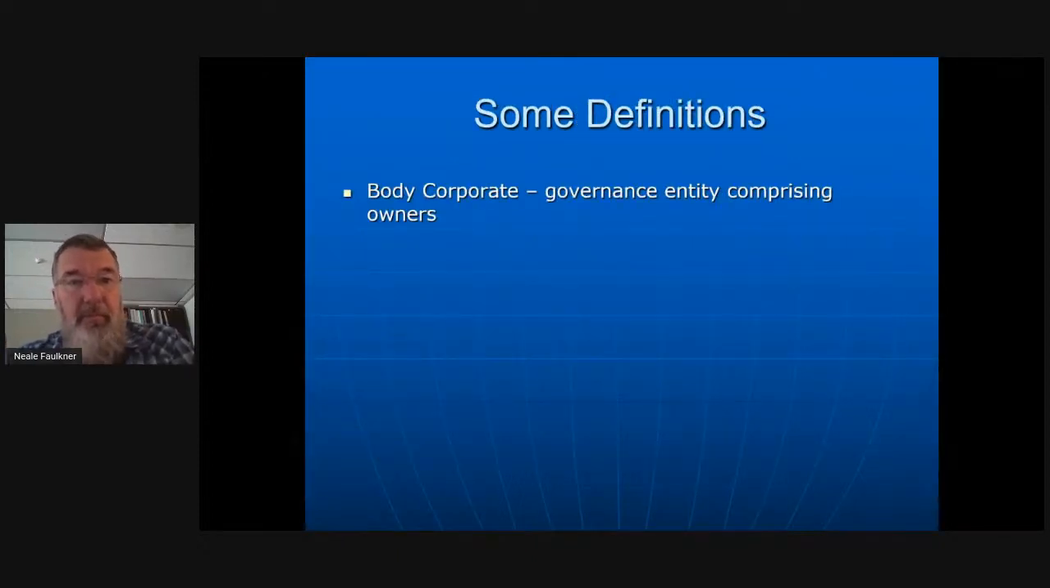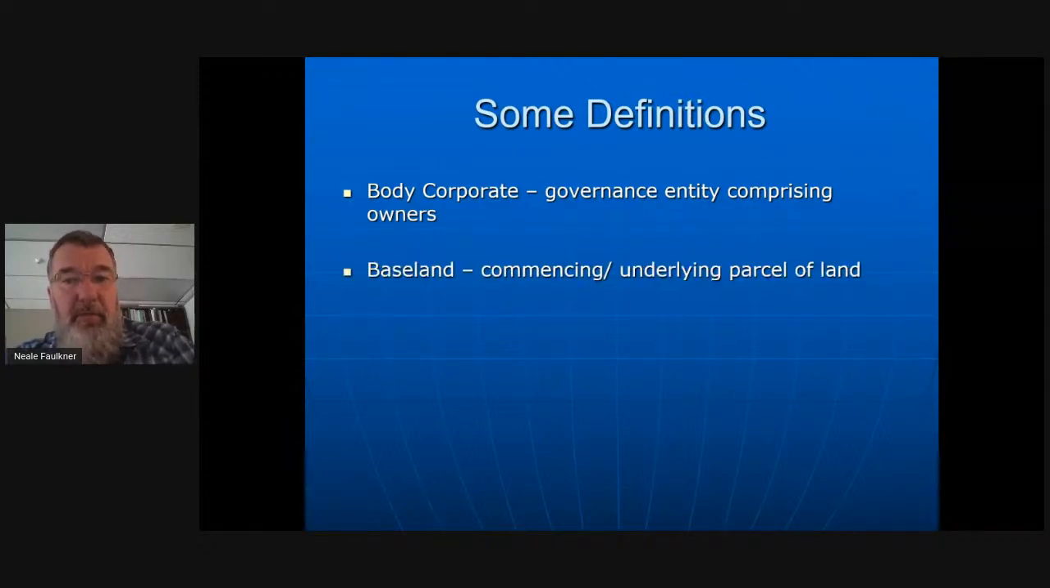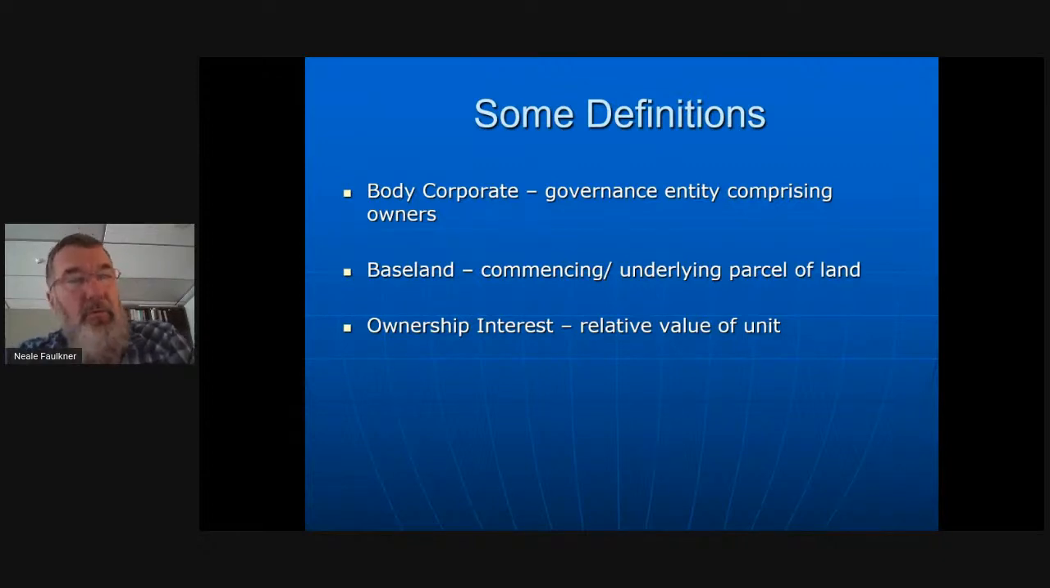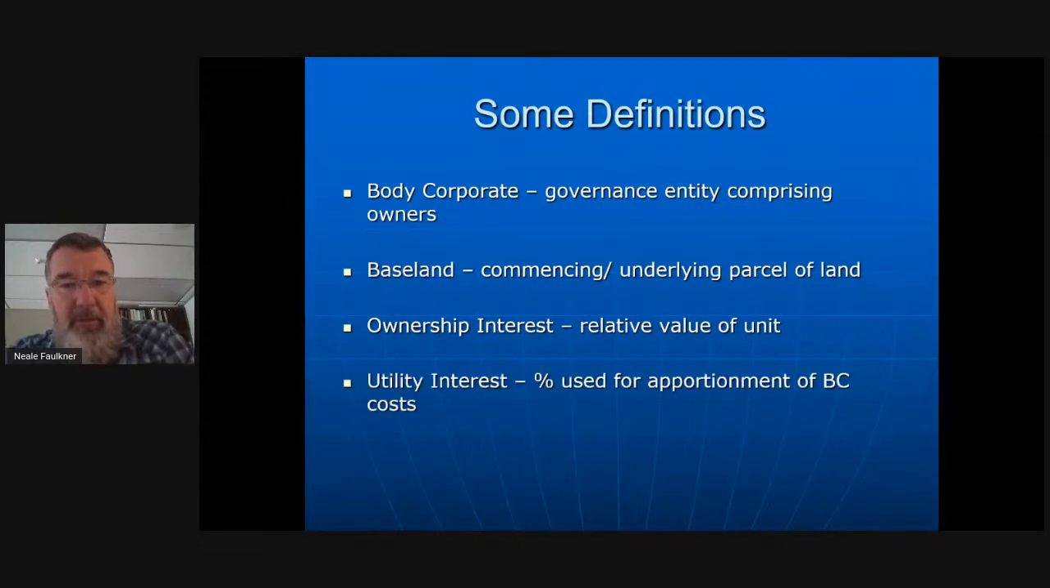So some definitions. Body corporate, governance entity comprising of all the owners. Base land is the fee simple estate that you start with, the commencing underlying parcel of land. Ownership interest used to be called the unit entitlement. Ownership interest is the relative value of a unit with respect to the entire development. A utility interest, by default, is the same as the ownership interest, but the utility interest can be changed to a different figure, and it is the percentage used for the apportionment of body corporate costs.